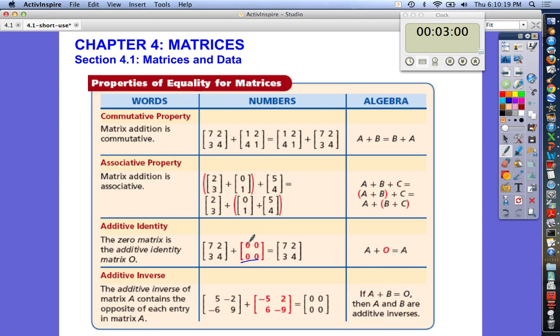Our additive inverse, the entries in that additive inverse are the opposite of what you have in your initial one, because when we add those together, you will end up with the zero matrix. So they are additive inverses. And we will be looking at that more in the next few lessons and using those properties. You can start the homework now.